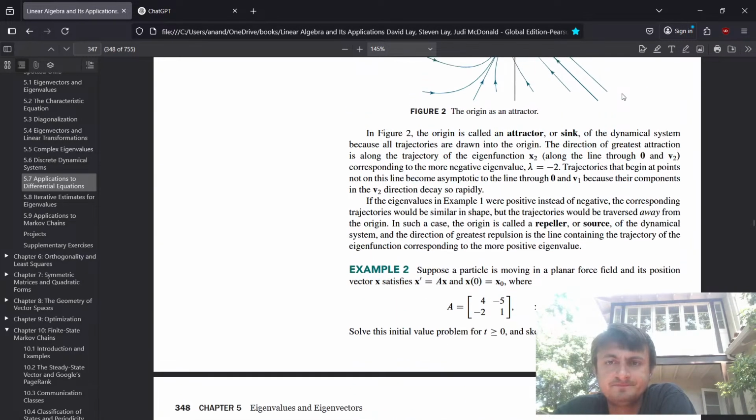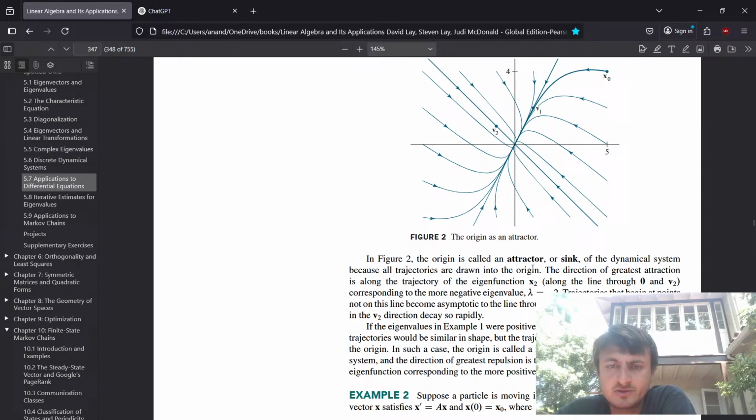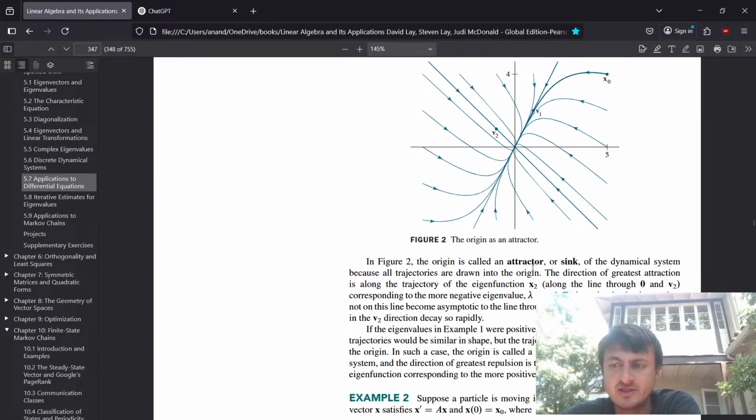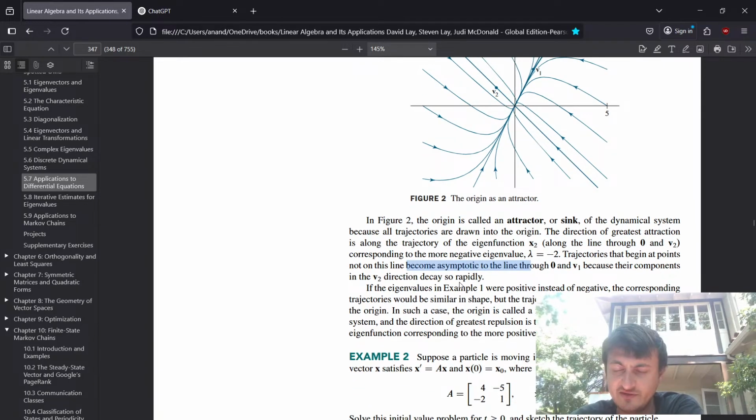In figure 2, the origin is called an attractor or sink of the dynamical system because all trajectories are drawn into the origin. The direction of greatest attraction is along the trajectory of the eigenfunction x2, corresponding to the more negative eigenvalue. Trajectories that begin at points not on this line become asymptotic to the line through 0 and v1 because their components in the v2 direction decay so rapidly.